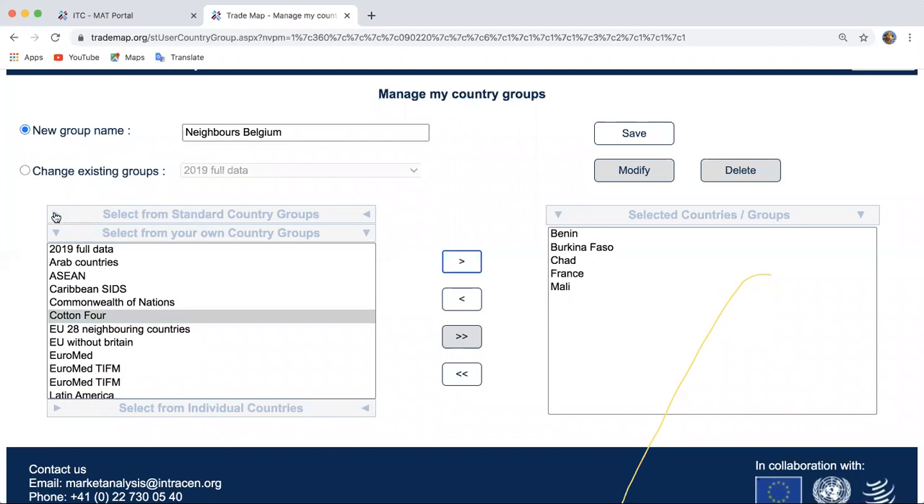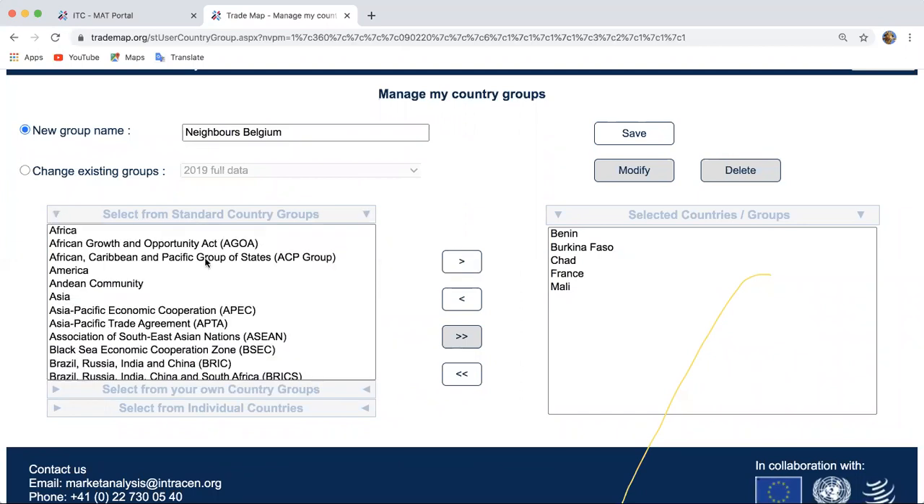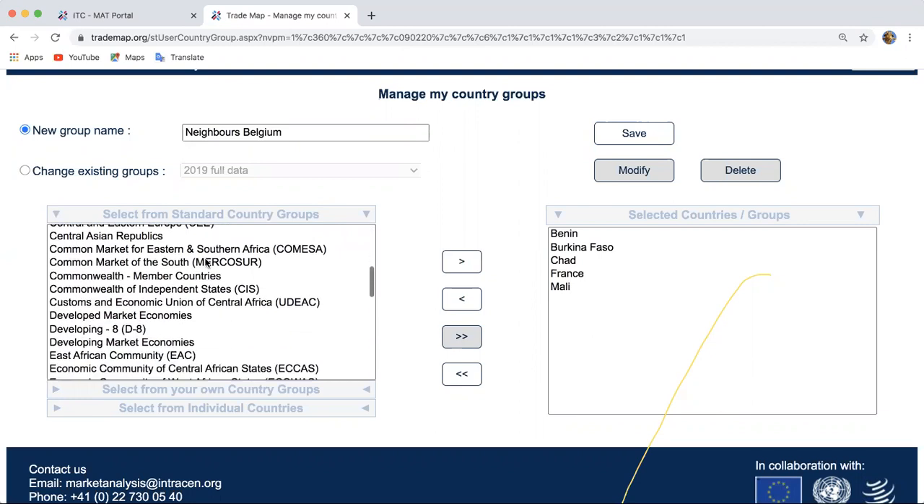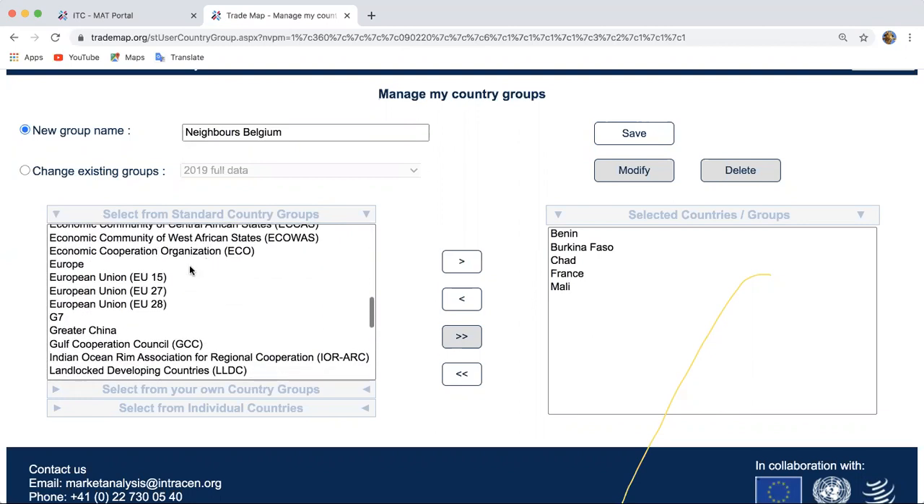And you can see also standard country groups. So for example, if you want to look at the European Union, you click on EU 27 at this point, if you want to group them together and look into this data. And the same thing is for product groups. But as I said, if you want to look at all agricultural products, it might take you a while to create them. But yeah, it can be very interesting as well.